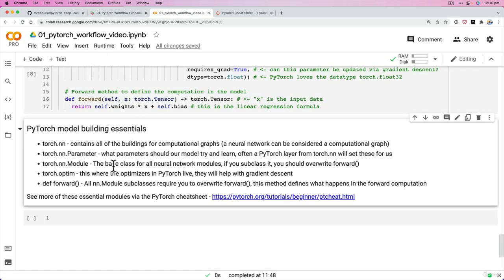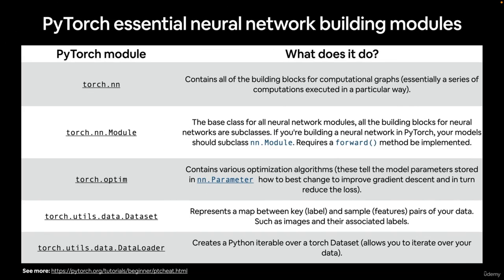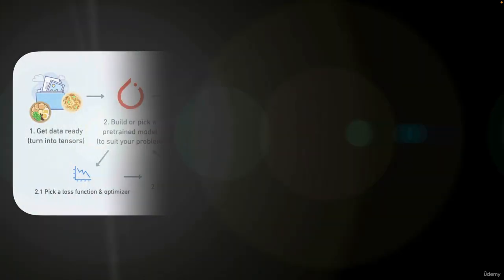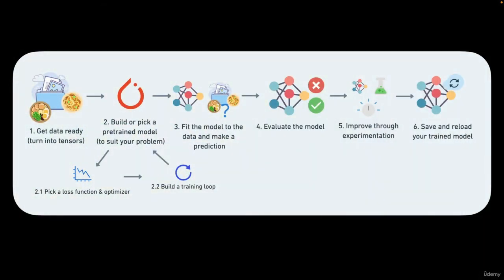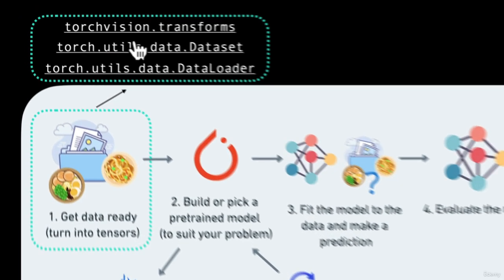But I couldn't help myself. I wanted to add some color to this. So before we inspect our model, let's just add a little bit of color to our text on the page. Here's our workflow. This is what we're covering in this module, 0.1. But to get data ready, here are some of the most important PyTorch modules.